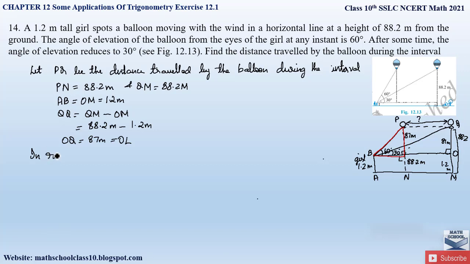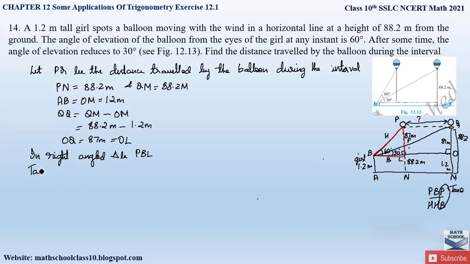In right angle triangle PBL, since the acute angle is angle B, the side opposite the acute angle will be the perpendicular, the side along it will be our base, and this PB will be our hypotenuse. So we have to find out the base value since we know the perpendicular value, right? Therefore, the trigonometric ratio formed by perpendicular by base is tan theta. So let us apply the tan trigonometric ratio here.